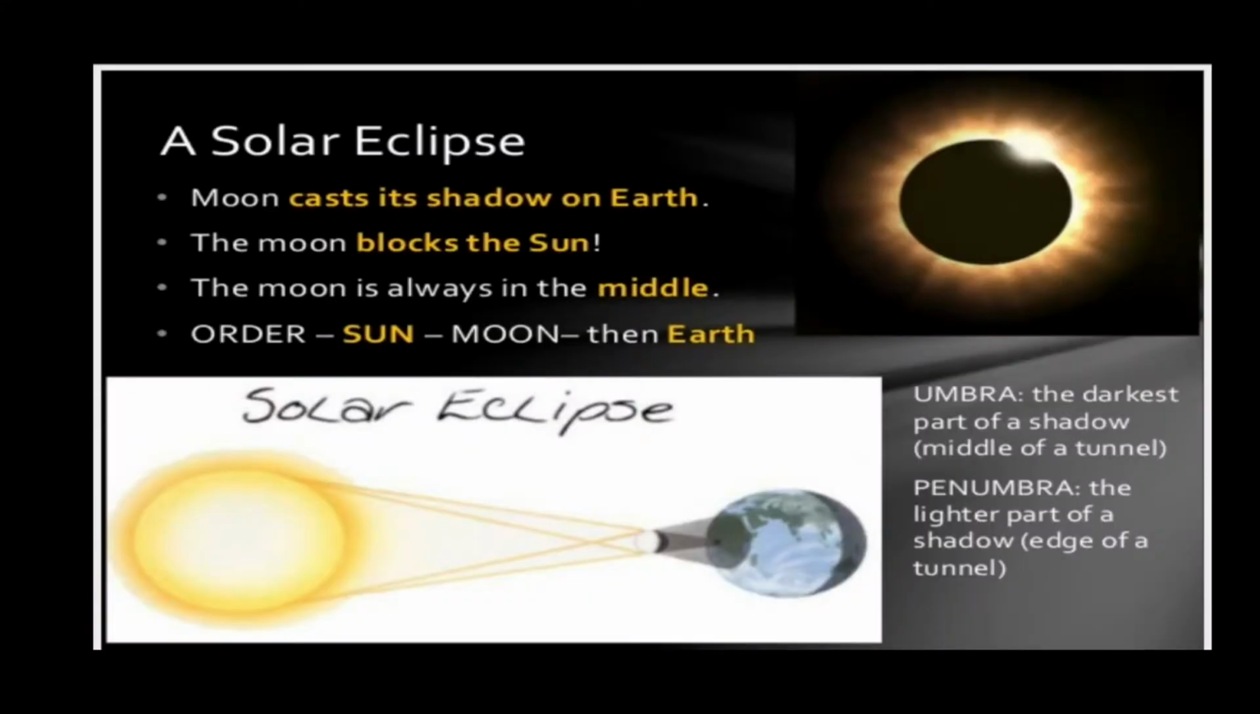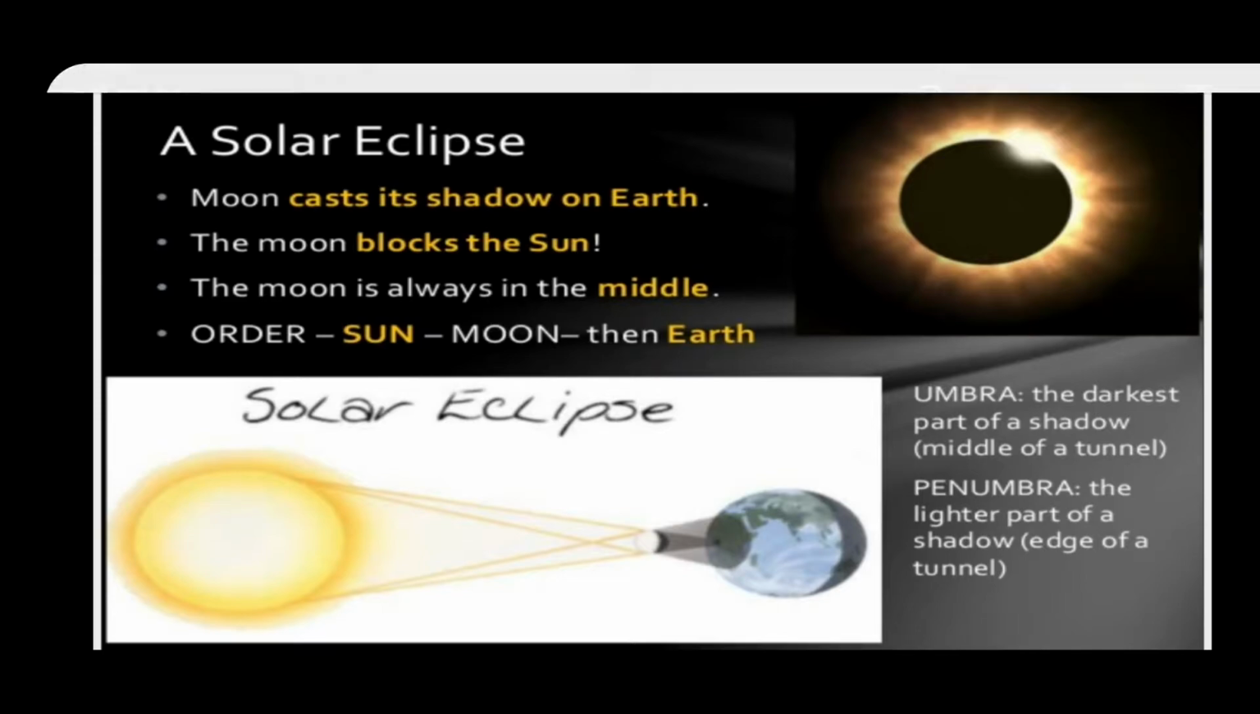First is your solar eclipse. Students, when the moon comes in between the sun and the earth, it casts its shadow on the earth. So this can block or partially block the view of the sun, and this phenomenon is known as a solar eclipse. Here the order is sun, moon and then the earth.